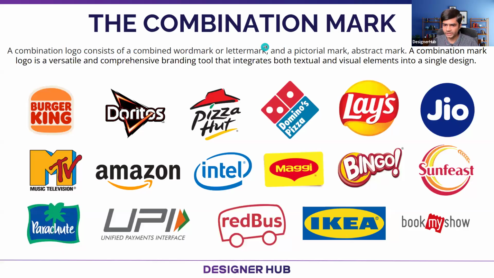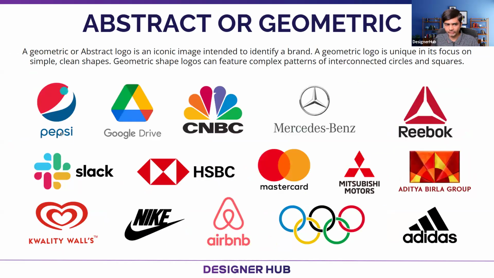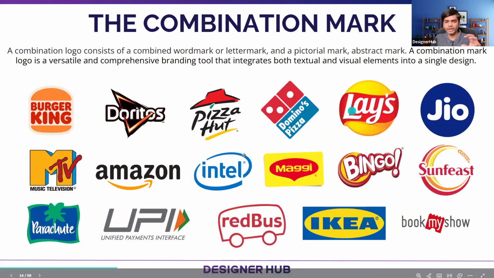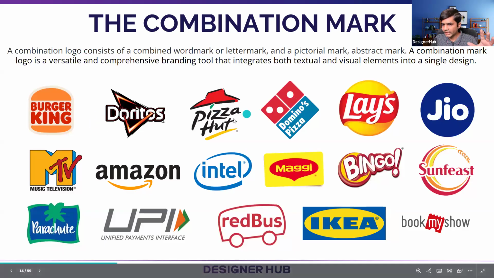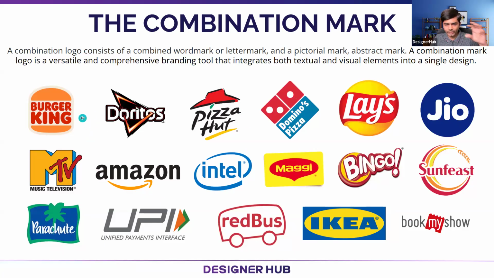Now, the combination mark, the other type of logo. What they do here is that the abstract elements and the font are combined together. They are not separate, like the icon is separate and the text is separate. If you look at the previous one, the icon is separate, the text is separate. But here, they all get combined into one, and the combined mark all together becomes the logo.